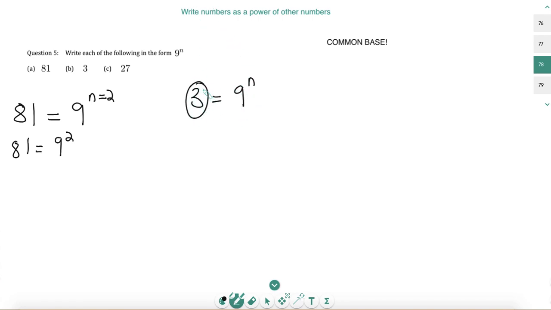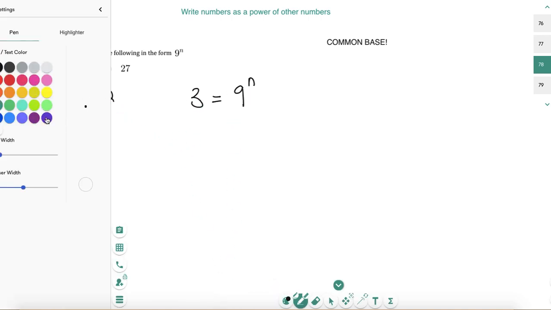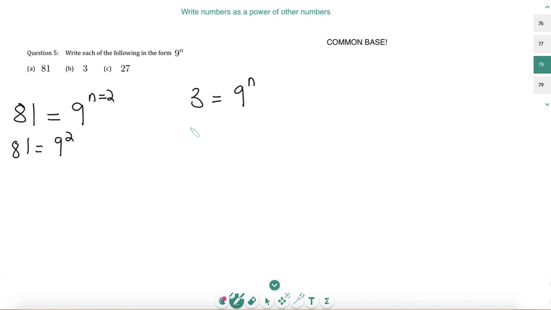Remember, bases are the integers. Are the bases the same? No. So let's make the bases the same. In order to find a common base, try and think of a number that powers to make 3 and also powers to make 9. In this case, it's pretty obvious it's going to be 3. 3 to the power of 1 makes 3, and 3 to the power of 2 makes 9, and 9 is being powered by n. So this 9, which is just 3 squared, is going to be powered by n.